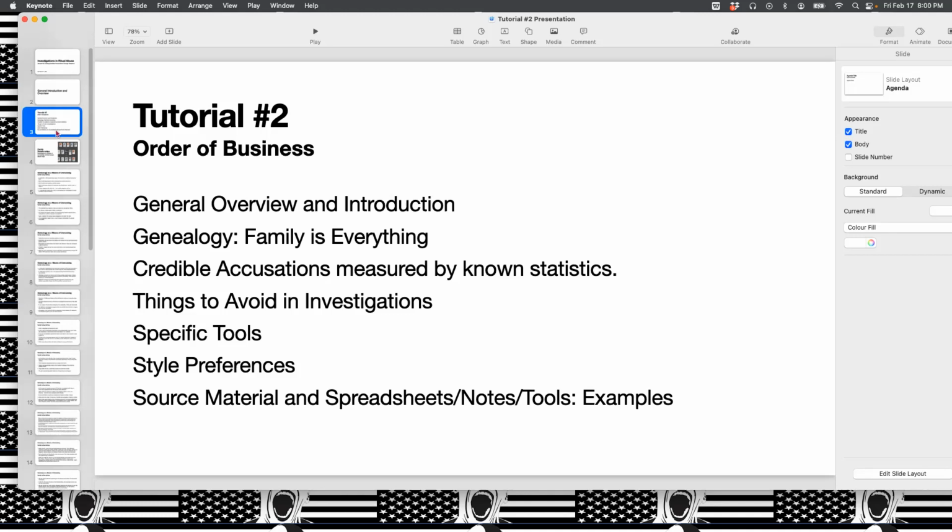So the order of business for tonight is the general overview and introduction, genealogy, credible accusations measured by known statistics, things to avoid in your investigation, specific tools, style preferences, and source material and spreadsheets, notes, tools, examples of that.